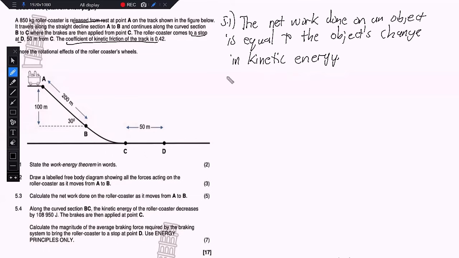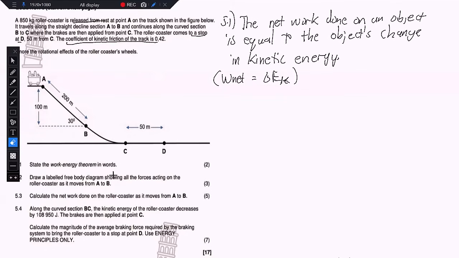Right? So this is coming from the formula W net equals change in EK. So if you want to remember that definition, remember the formula from which it comes. The net work done on an object is equal to the object's change in kinetic energy. So 2 marks just like that. And then again, we have another 3 marks for free.